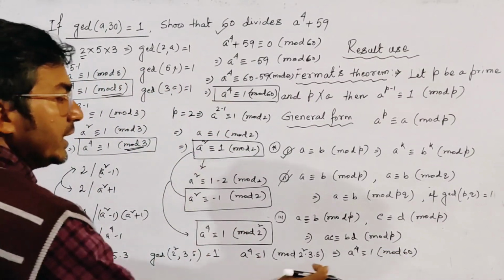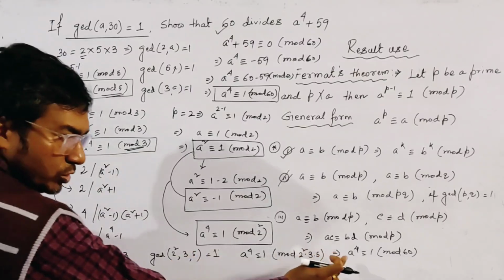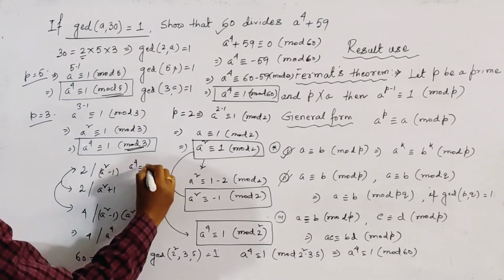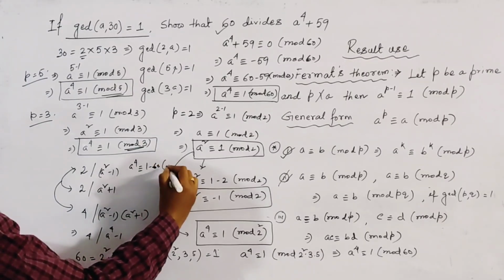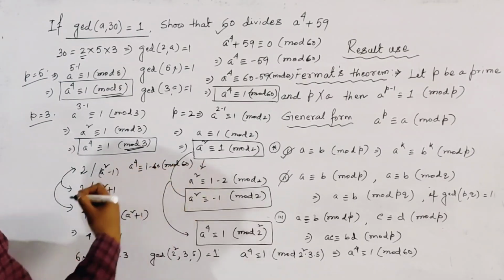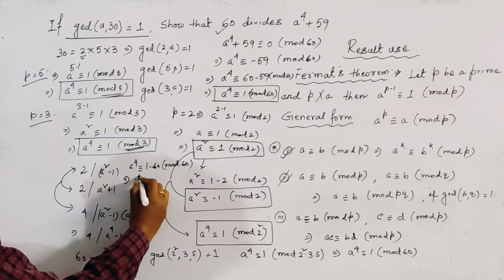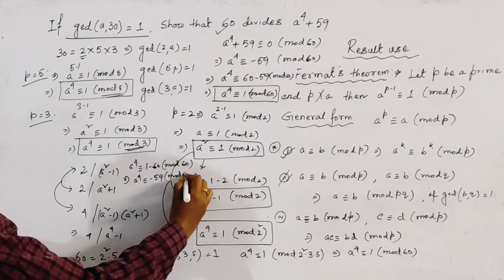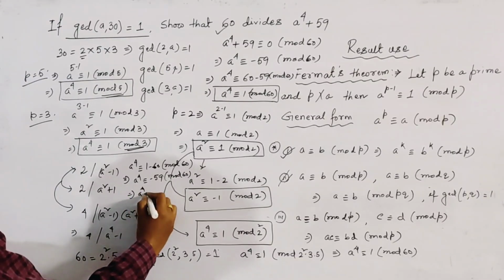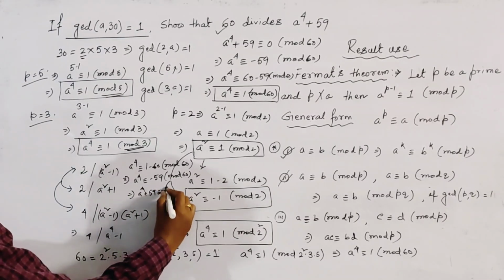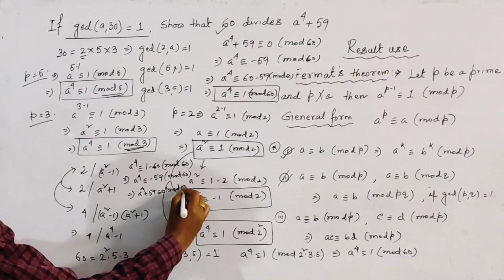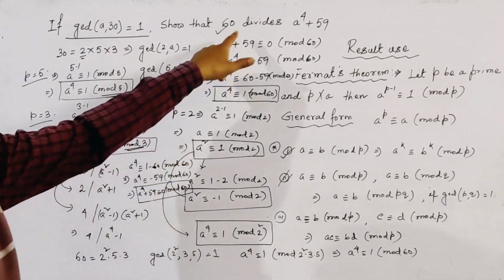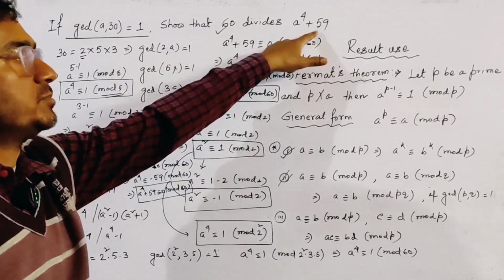Now a to the power 4 congruent to 1 mod 60 means a to the power 4 is congruent to 1 minus 60 mod 60, and this gives a to the power 4 congruent to minus 59 mod 60, that is a to the power 4 plus 59 is congruent to 0 mod 60. And this is our required result. We prove here that 60 divides a to the power 4 plus 59.